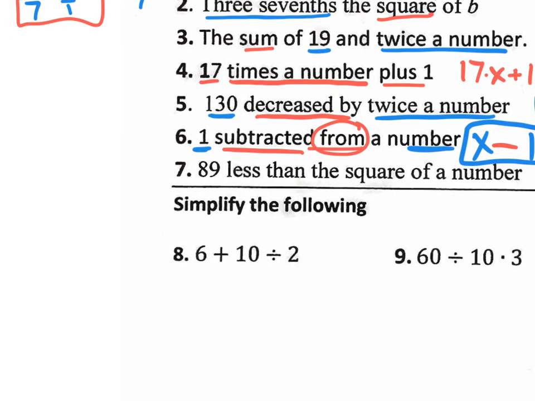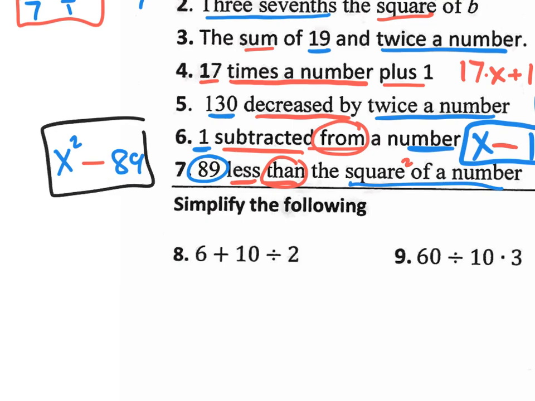89 less than, again, less than implies a switch. So here's a minus sign. The 89 is going to go second, and then the square of a number is going to go first. Remember, the word square means the second power. So the square of a number is the square of x. You put that first. So there's your answer, x squared minus 89.